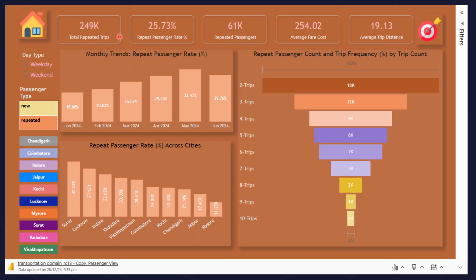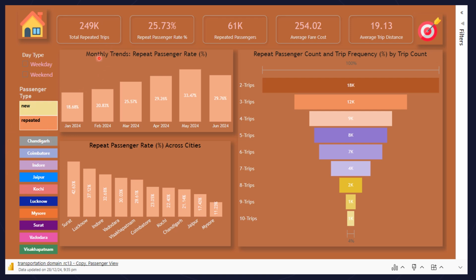In the passenger view, we can see metrics such as total repeated trips. There are around 249,000 repeated trips, and the total repeated passengers are 61,000, and the average fare from GoodCabs is 254 rupees, while the average trip distance is 19.13 kilometers. We can filter the data on this dashboard based on day type such as weekday or weekend, or passenger type, or based on cities.